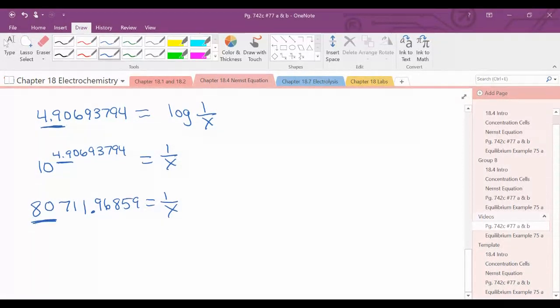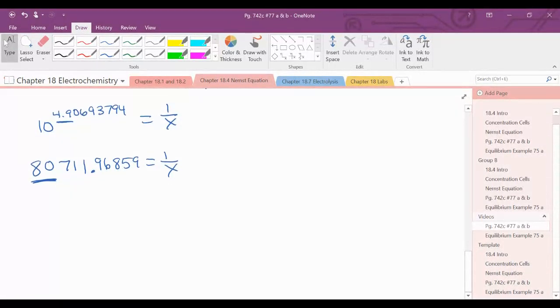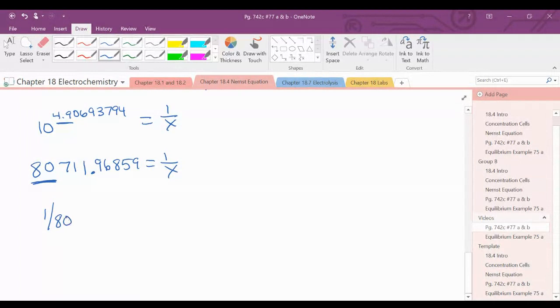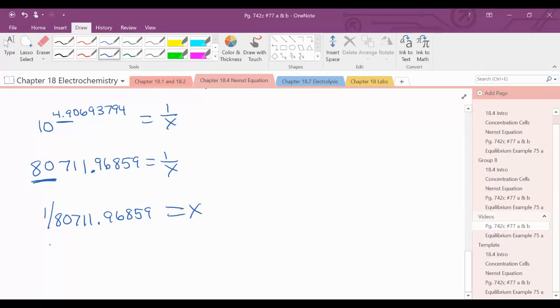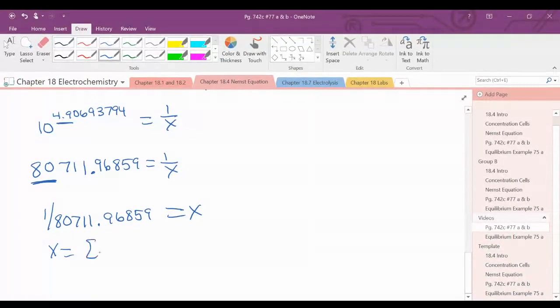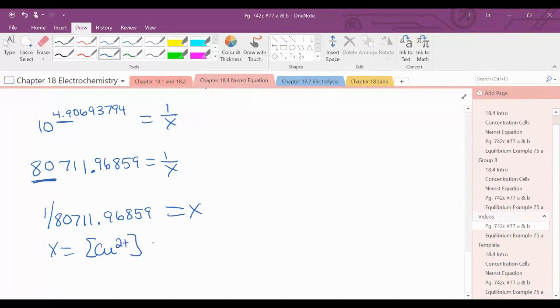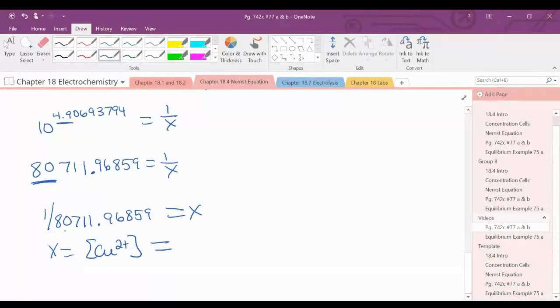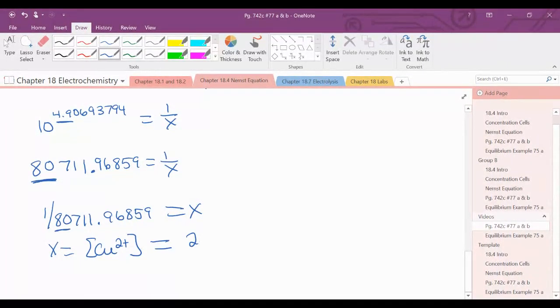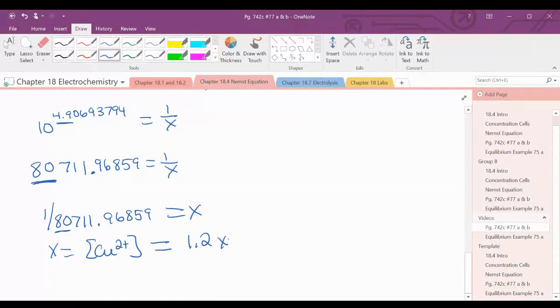Still need 2 sig figs. So then I'm going to solve for x. And so 1 divided by 80,000 is going to equal x. We know that x equals our concentration of copper cations. And so with 2 sig figs, I would get 1.2 times 10 to the negative 5th molar.